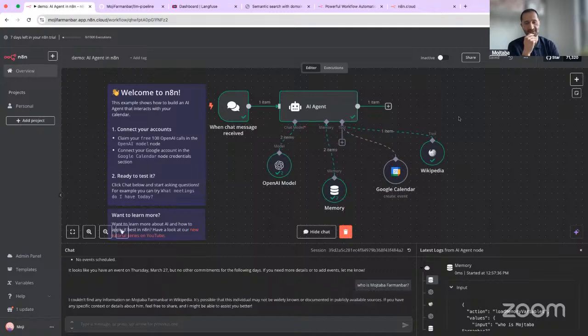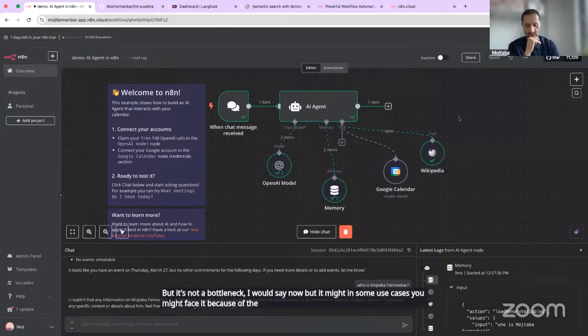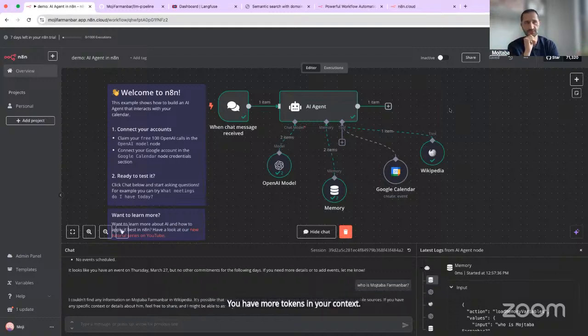But it's not a bottleneck, I would say now, but in some use cases you might face it because of the long history, mainly in the latency part. And obviously, it's also more expensive. You have more tokens in your context. Does it answer your question to some extent?